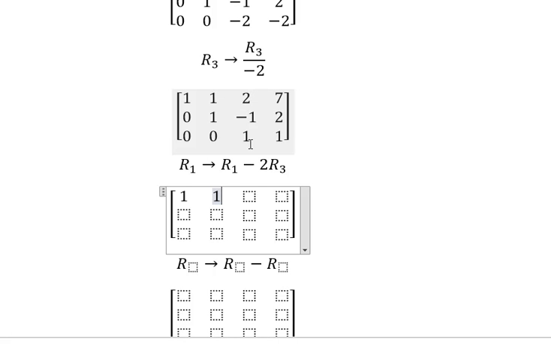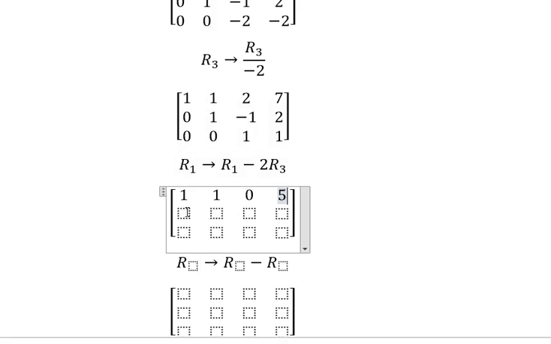Then we have 2 minus 2 times 1. So 2 minus 2 times 1 is 0. And 7 minus 2 times 1 is 5. Fill out the other bits. 1.